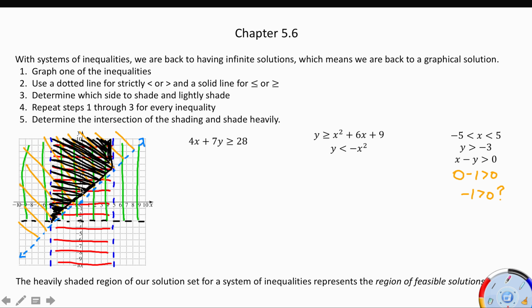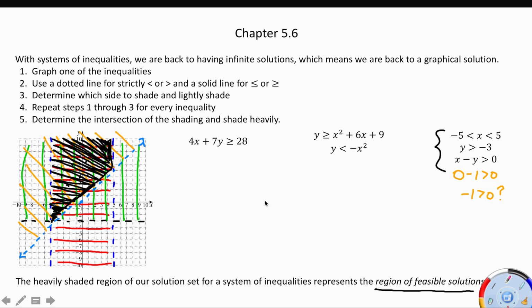Okay, and this heavily shaded region is called the region of feasible solutions. The region of feasible solutions. It means any point in here is a solution to this system, right? It satisfies the system, so it's feasible. It's possible for that to be a solution.